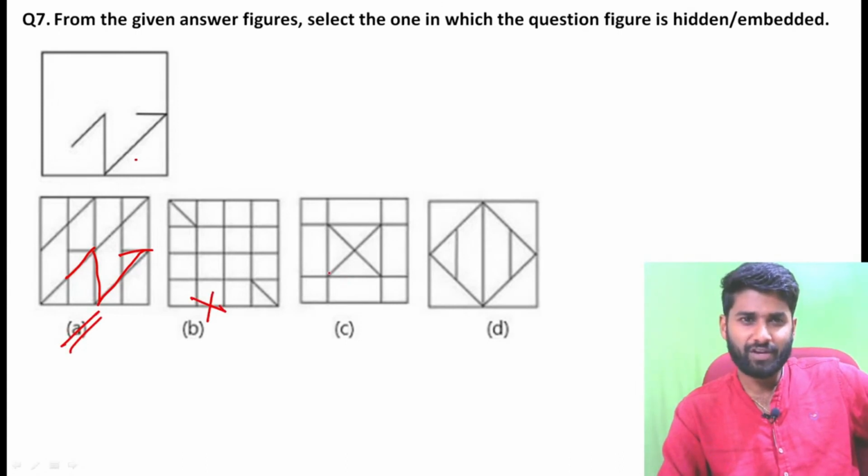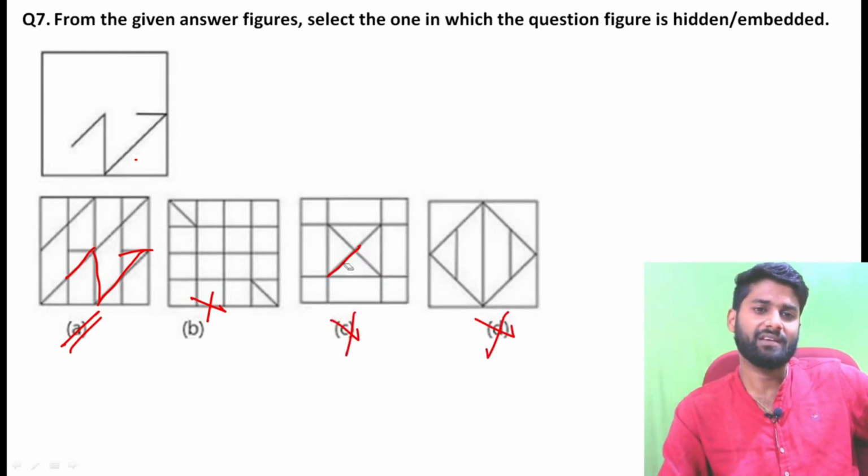Option C, just try to find out. See, we can get these one. Okay, we can get these diagonal, but we don't have any other diagonal. That's why C is eliminated. Here there is no diagonal section. So directly we can get those embedded figures in option A.